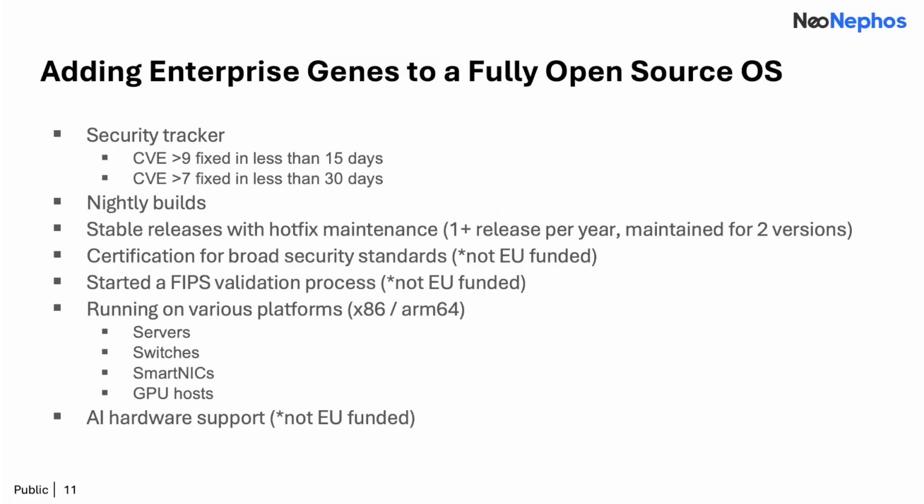I said before we are adding some enterprise genes. So we have a security tracker. Debian also has a security tracker, but the Debian security tracker is only available for their three suites. We have a security tracker that is available for all our versions. We provide CVE fixes with a score of 9 or bigger in less than 15 days. We provide CVEs 7 or bigger within 30 days, because there are some enterprise requirements on our side.